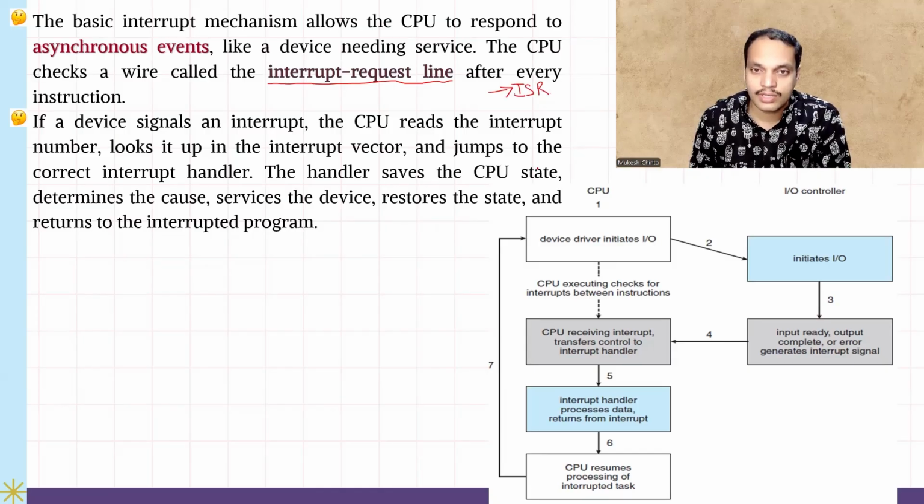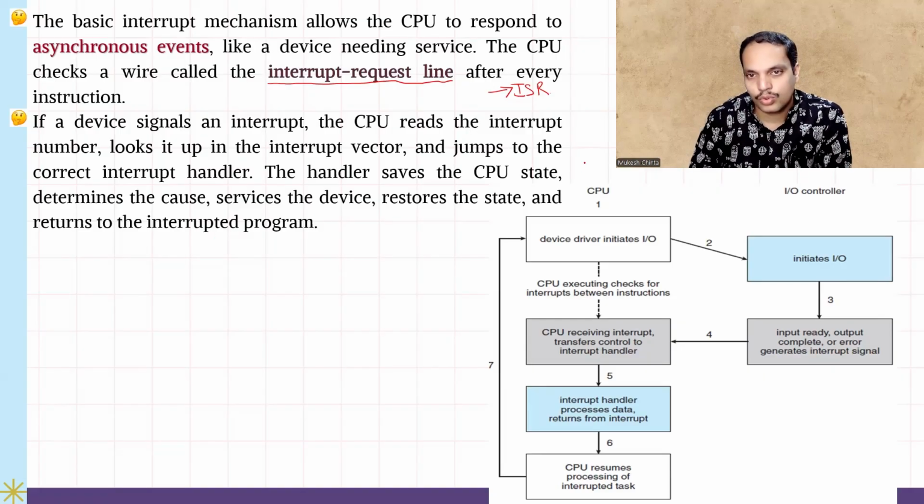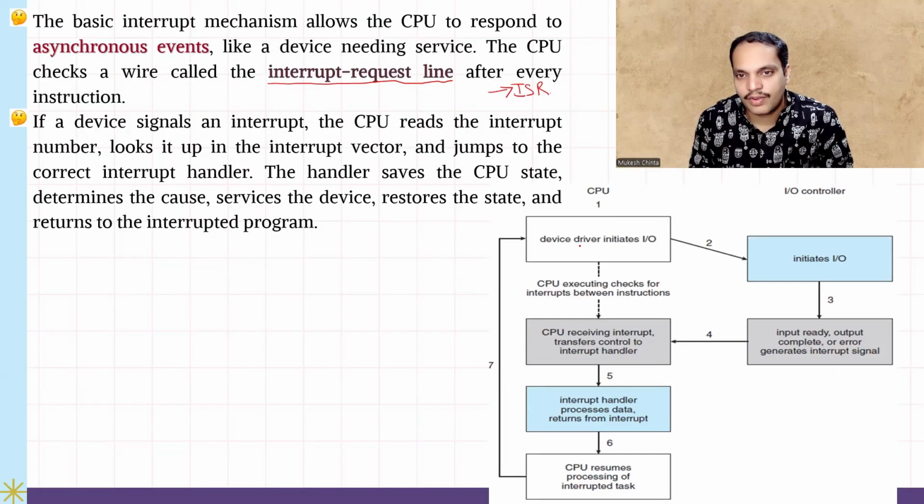The handler saves the CPU state, determines the cause, services the device, restores the state, and returns to the interrupted program. So if you look at this, the CPU is here. So device driver initiates IO, fine. Then the next step is initiates IO, interrupt ready, output complete or error generates interrupt signal.